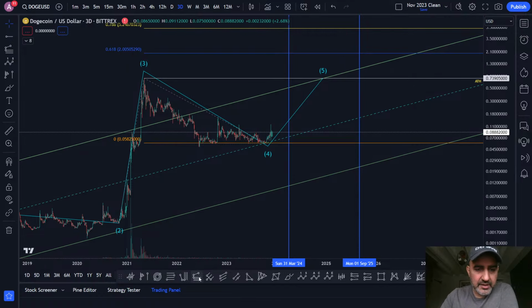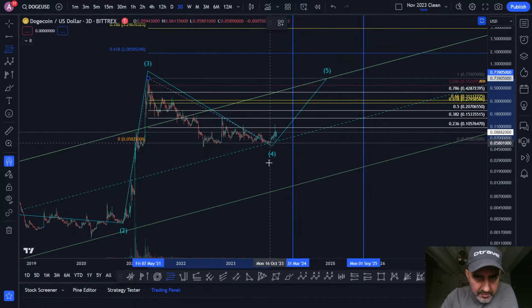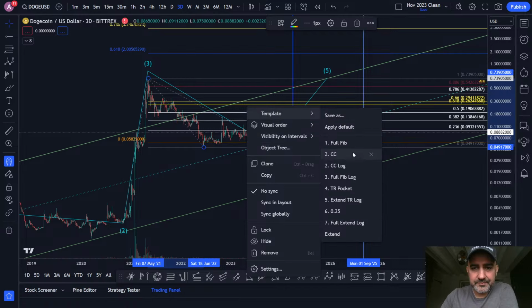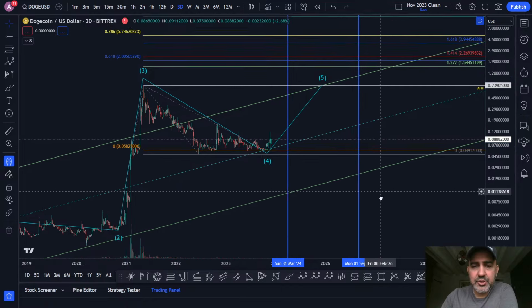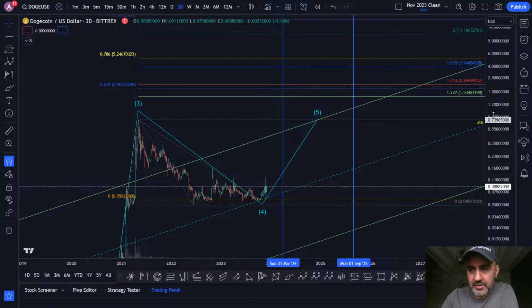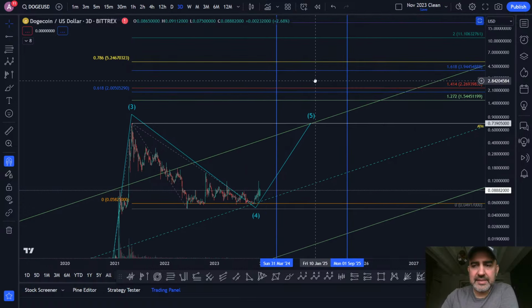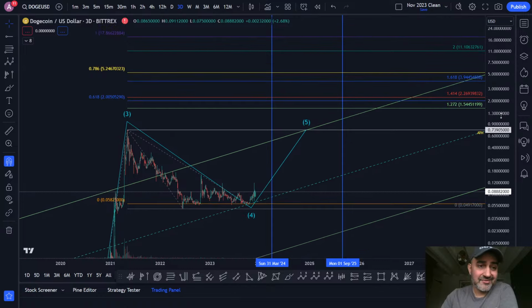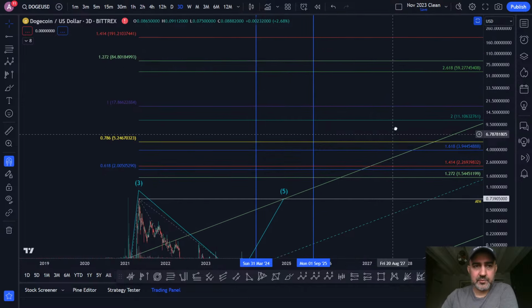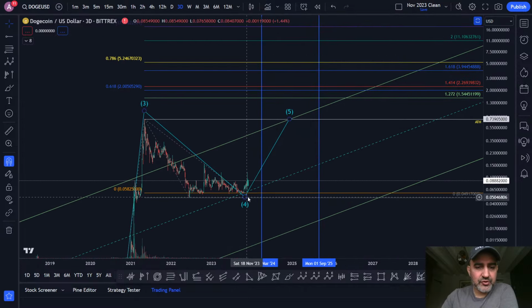Then the other way to do it would be some kind of extension. And actually what I'm seeing on this extension is that we have pretty strong resistance level at roughly about $2. So I have an extension and then I have a trend-based fib.